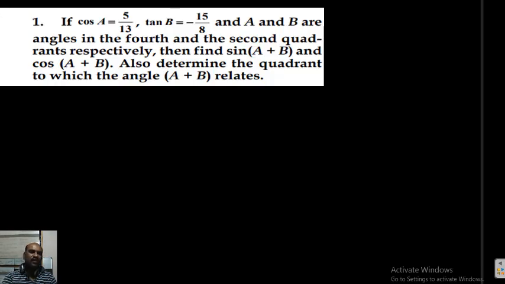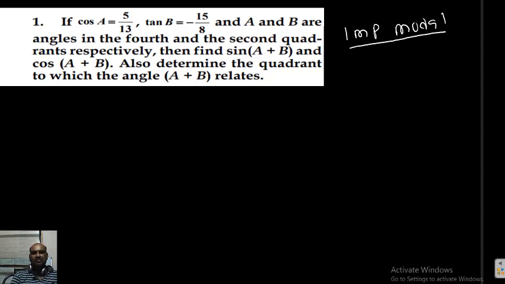Friends, a very important model question. It is an example only, but an important model. Friends, listen. First of all, the given data: cos A is given as 5 by 13, tan B is given as minus 15 by 8, and A and B are angles in the fourth and second quadrants respectively. Then find the value of sin of A plus B and cos of A plus B, and also determine the quadrant in which the angle A plus B lies.